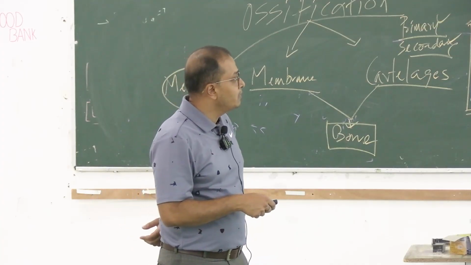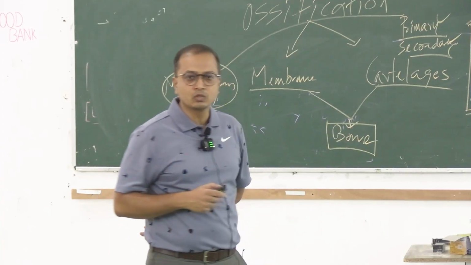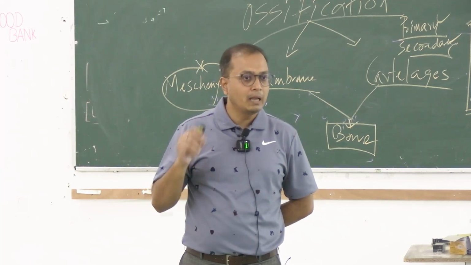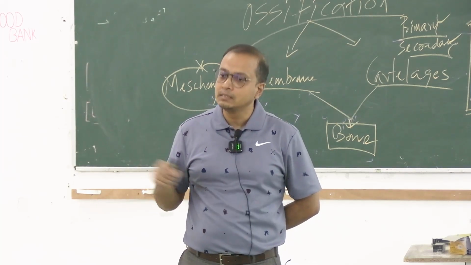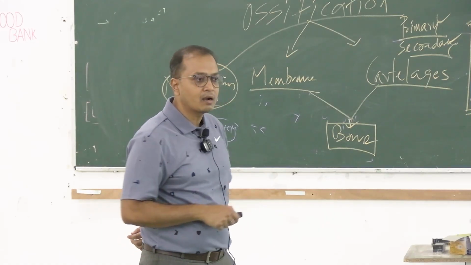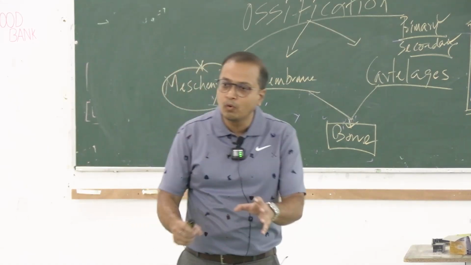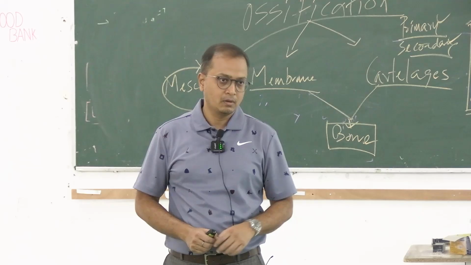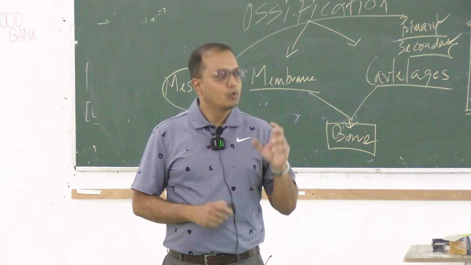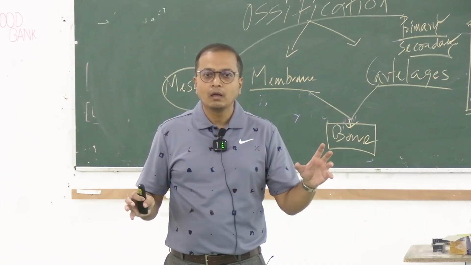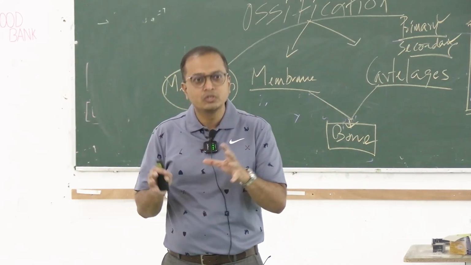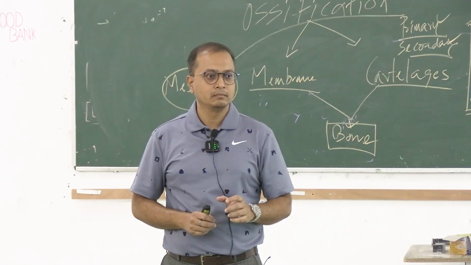In between the epiphysis and the diaphysis, we have a piece of cartilage. We call it the epiphyseal plate or epiphyseal cartilage. This epiphyseal plate grows, and that's why the bone grows. Clear what I am saying? This epiphyseal plate grows in length, and that's why these bones grow in length.